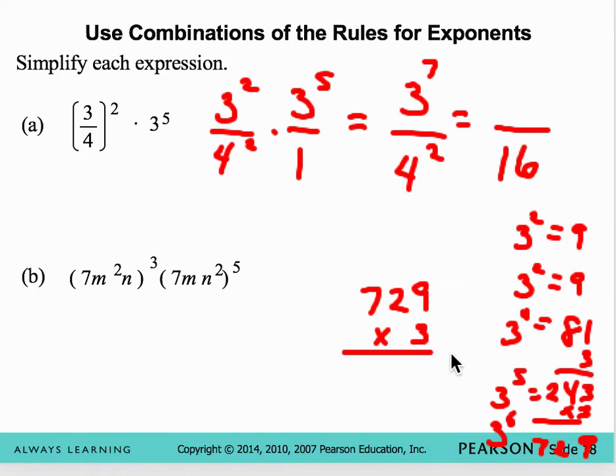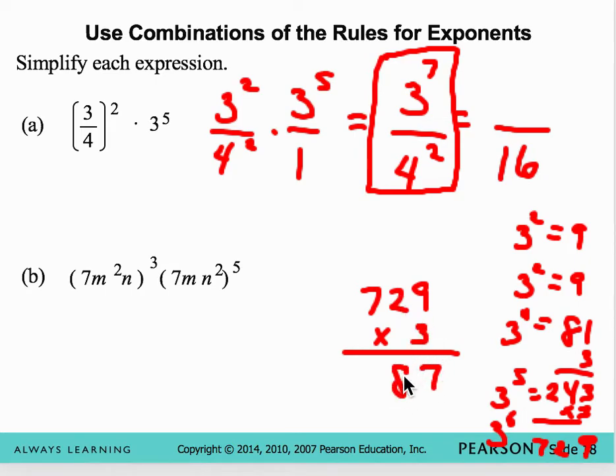This is probably bigger than what they're expecting you to do. So they may let you leave it like this. They should on one like this. 3 times 9 is 27. 3 times 2 is 6, 7, 8. 3 times 7, 21.